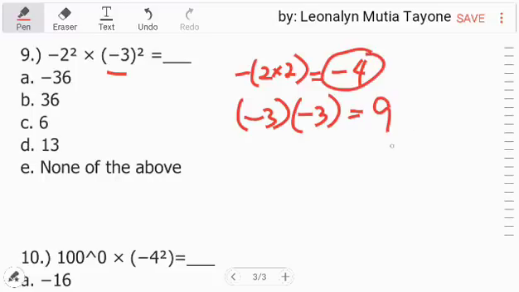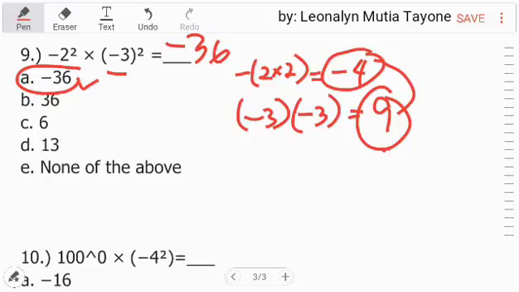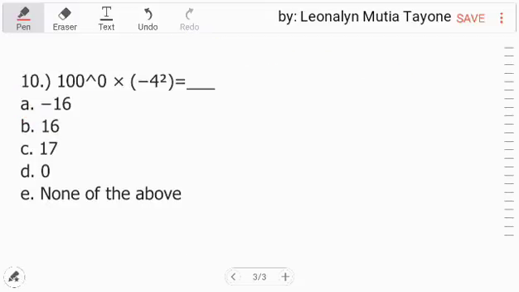So, negative 4 times positive 9, they have unlike signs, so the answer is negative. This is 36. So, the answer here is negative 36. Number 10.